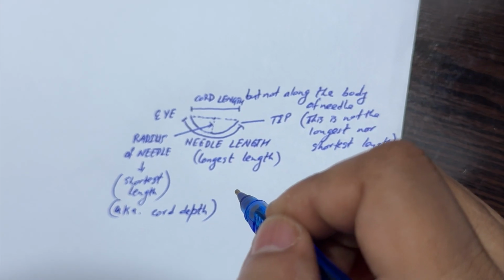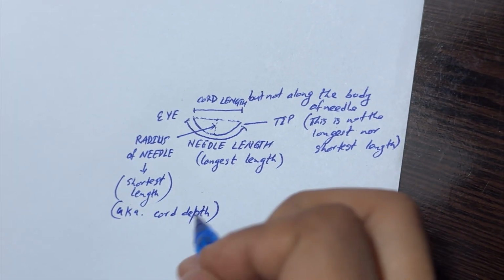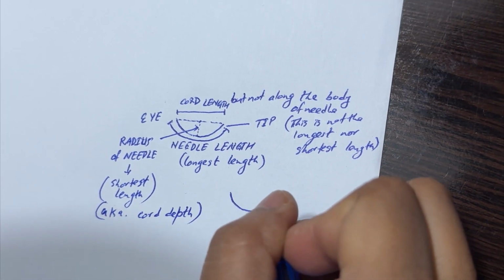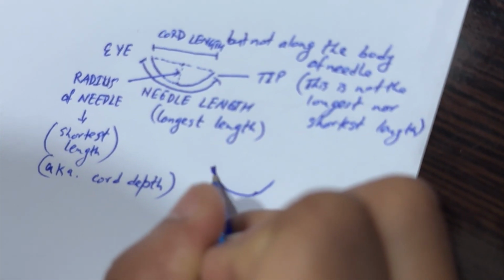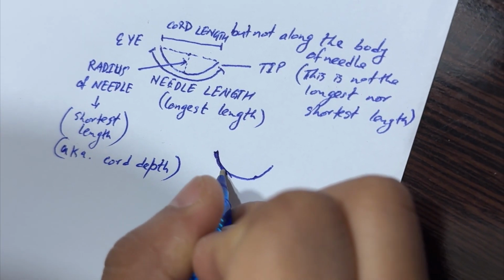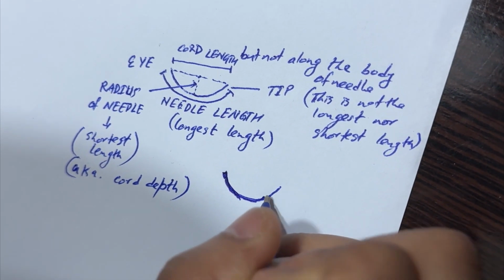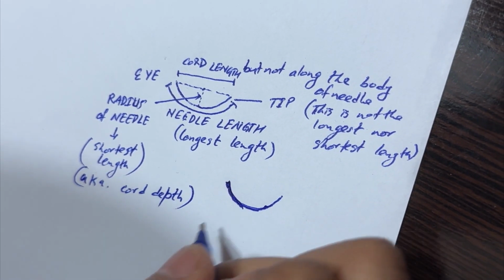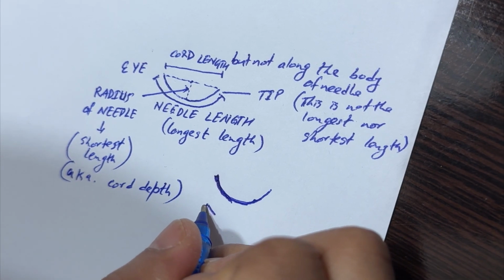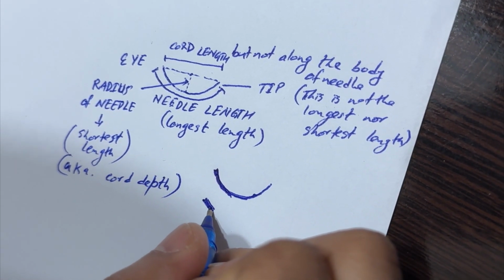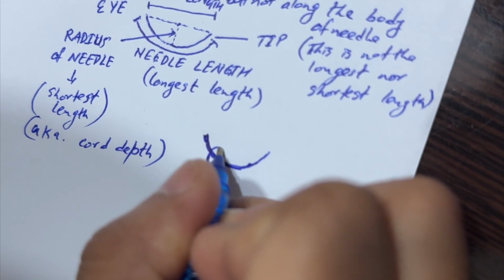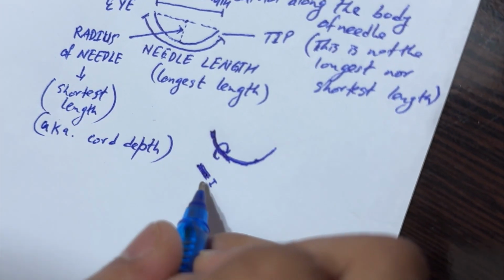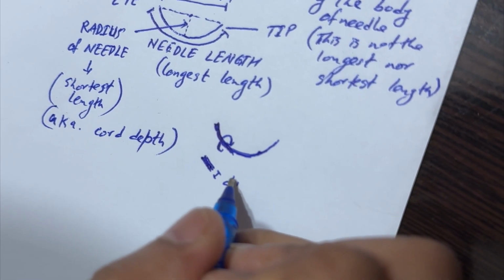So what about the diameter of the needle? Now let me draw here once again. Suppose you have the needle, and this is the needle body. Okay, now let me do the cross section here. So suppose this is your needle, then this distance from here till here, or in other words, in this portion, understood? This is the diameter.